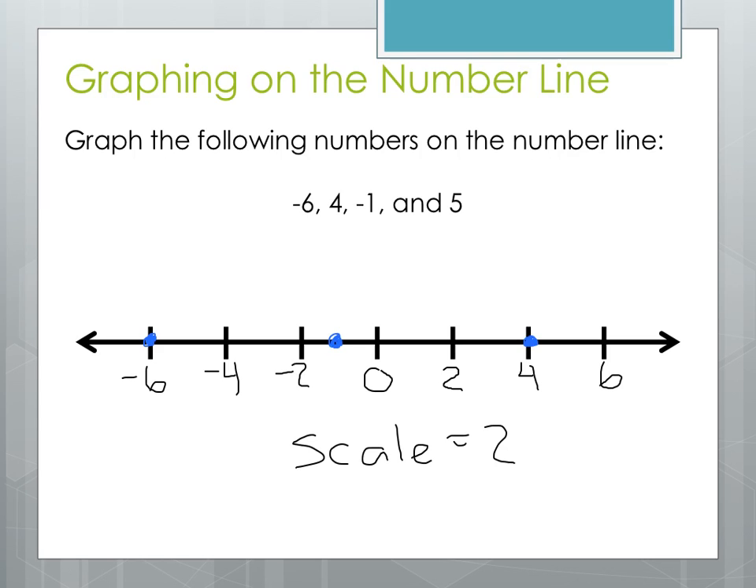And finally, +5. Same concept. There's no number between 4 and 6, but we know that if we're counting by 2's, that 5 is going to be halfway between 4 and 6. So we'll plot 5 here. Very good.